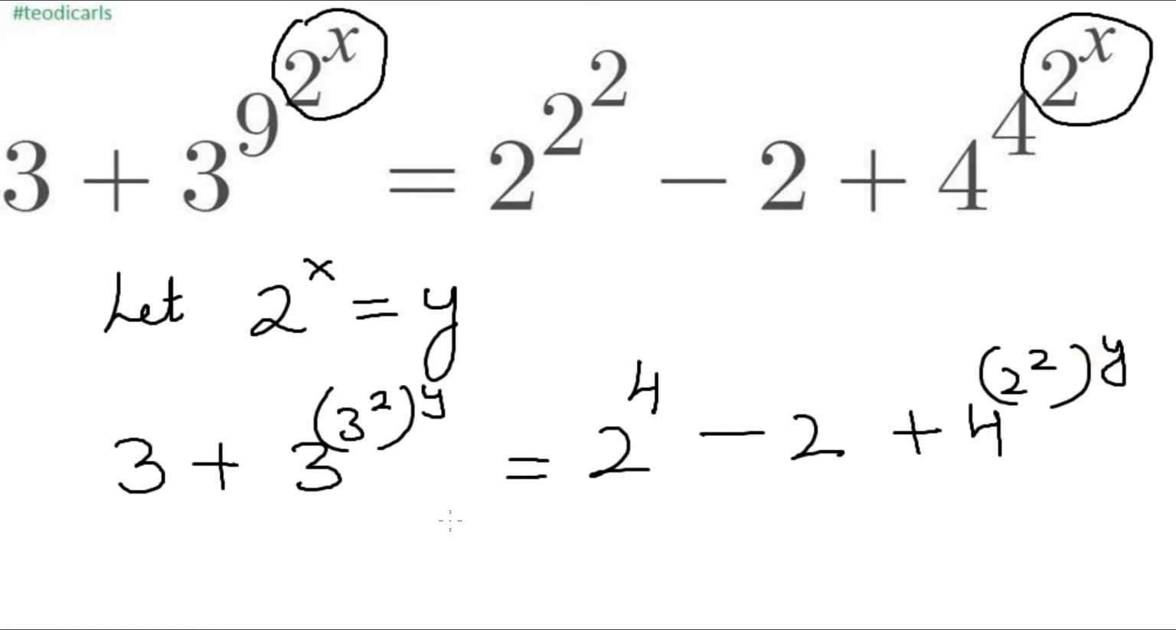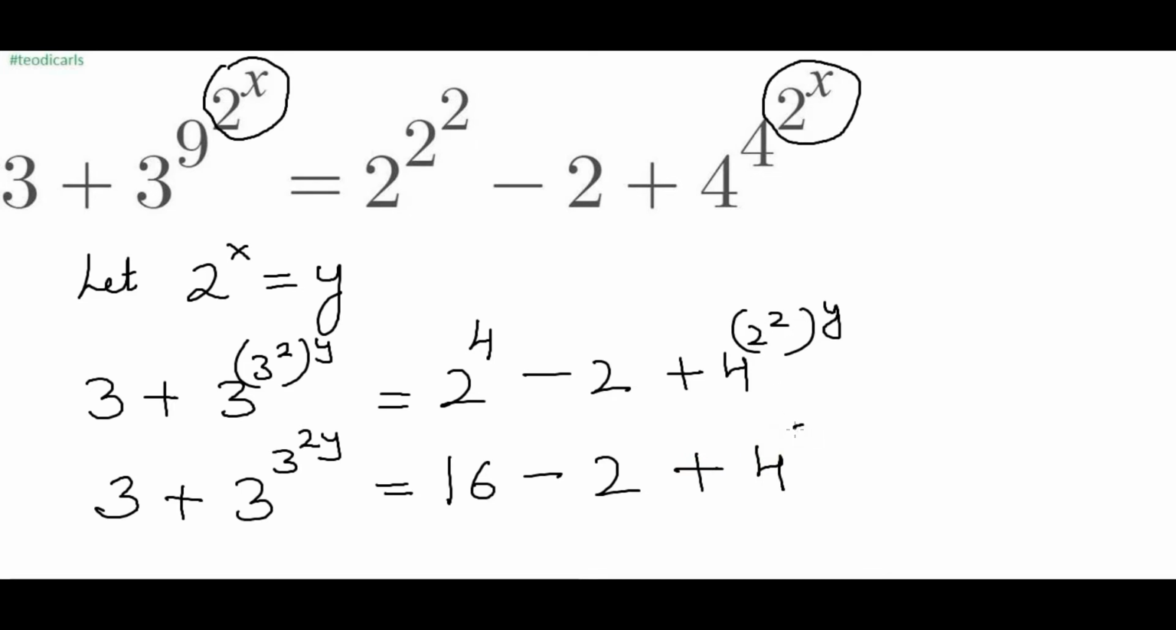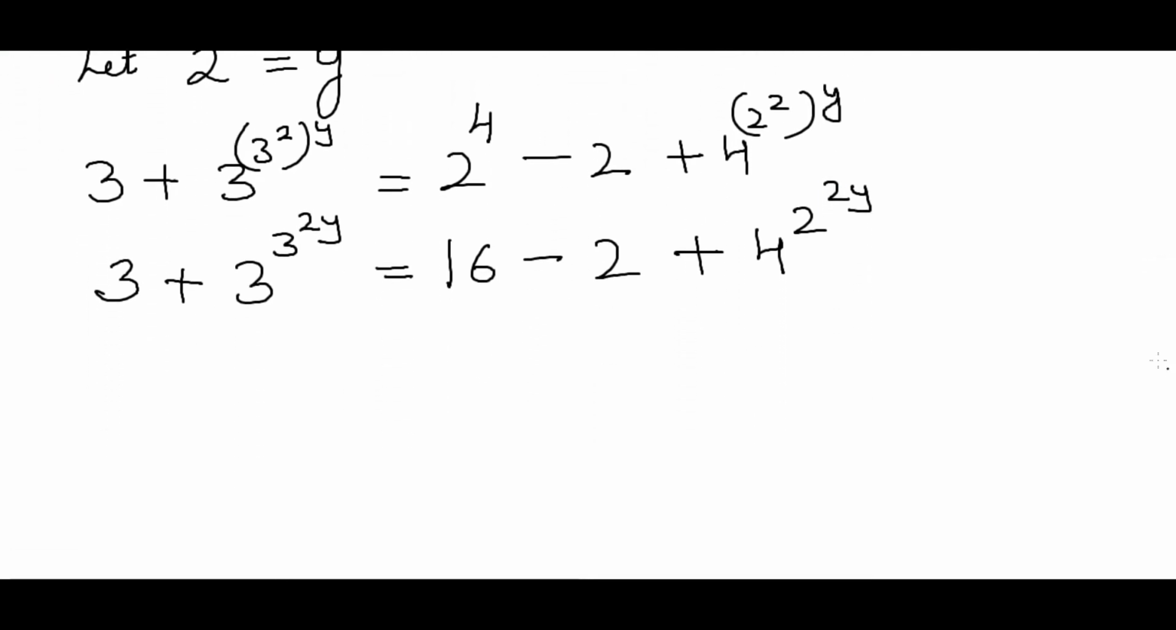Let's solve it further, and let's check what we get. So we get 3 plus 3 to the power 3, and in the power of that 3 we have 2y, is equal to 2 to the power 4 which is 16, and negative 2 plus 4 to the power, this can be written as 2y. Yes, correct. Now again I see something. What? The power of both is 2y, and I can again change it into some other variable. Let 2y be equal to some other variable z, and calculate this.